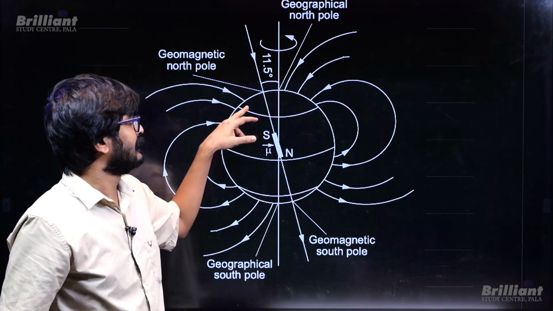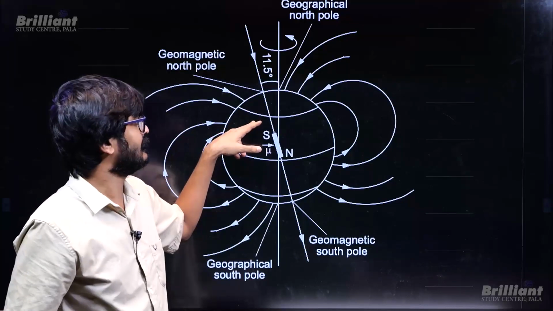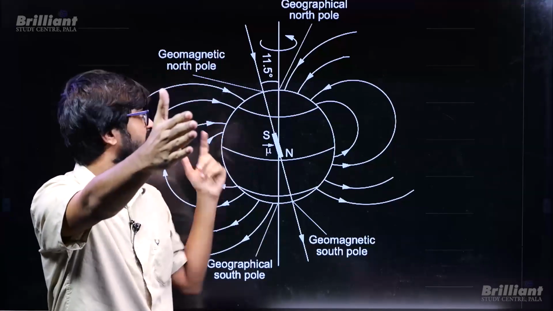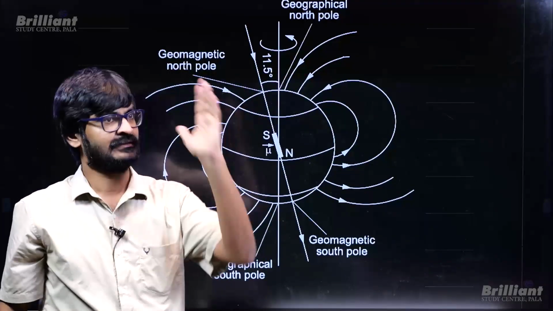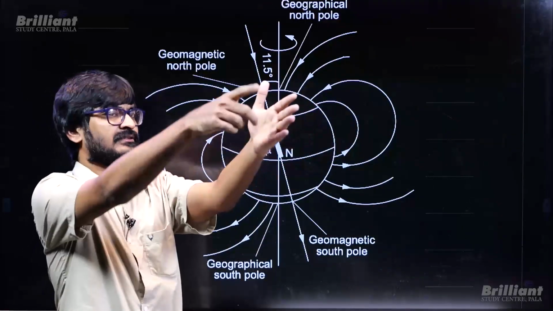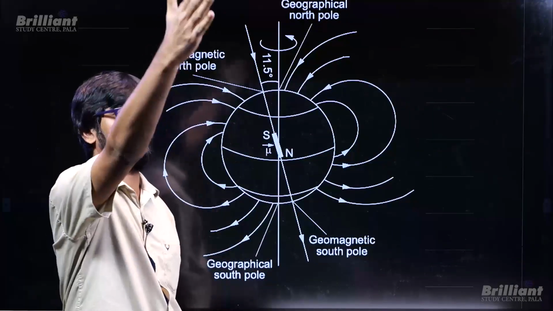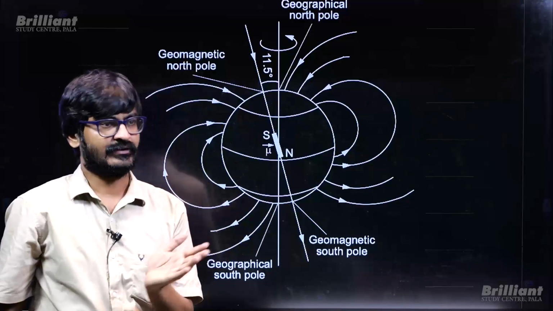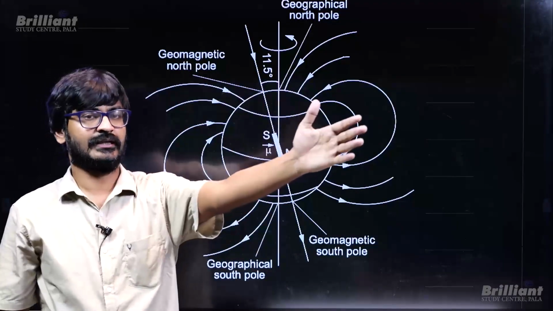Now the thing is, if I stand here and look at the pole star, exactly below the pole star, I will be getting the geographical north pole. Now if I hold the compass, if it is showing in this direction, then whatever the compass is pointing along is geomagnetic north. So look at the pole star, below it is geographical north, and whatever direction the compass is showing is geomagnetic north.